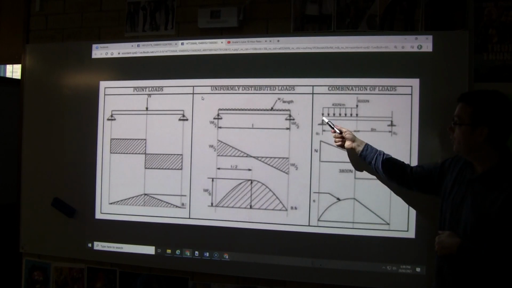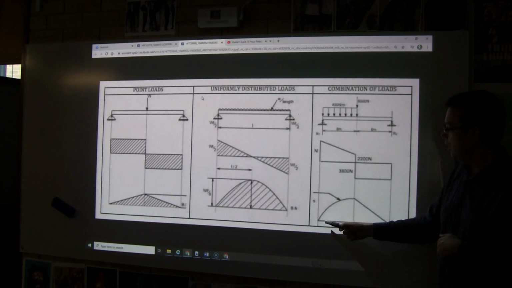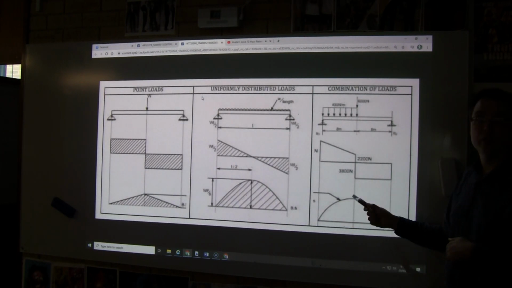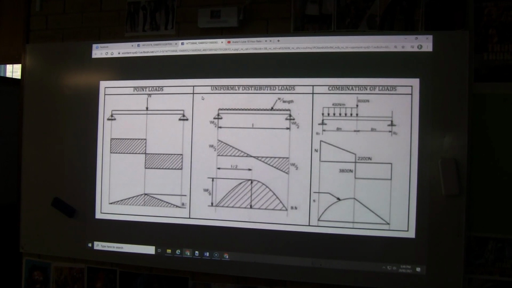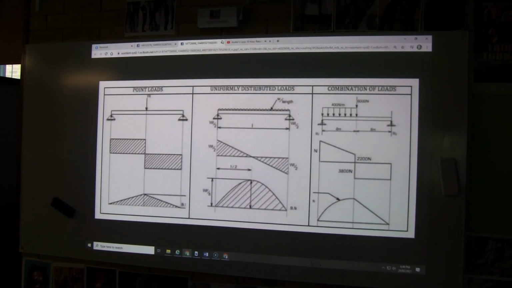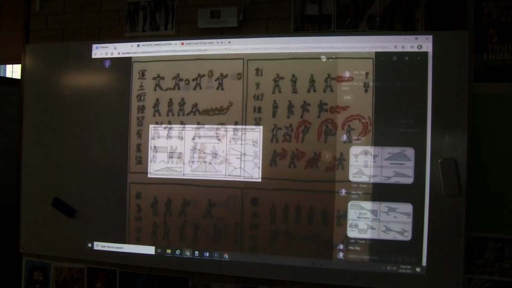Here we can see that if it's a UDL there, it has to be a diagonal, and if it's a diagonal, it has to be a curve. And that's probably the easiest way to approach these. Okay, let's get some more questions going.